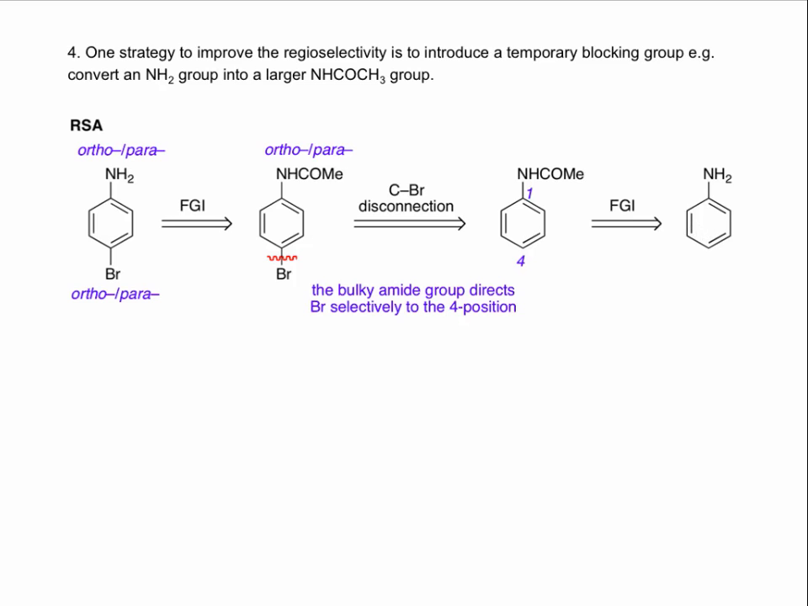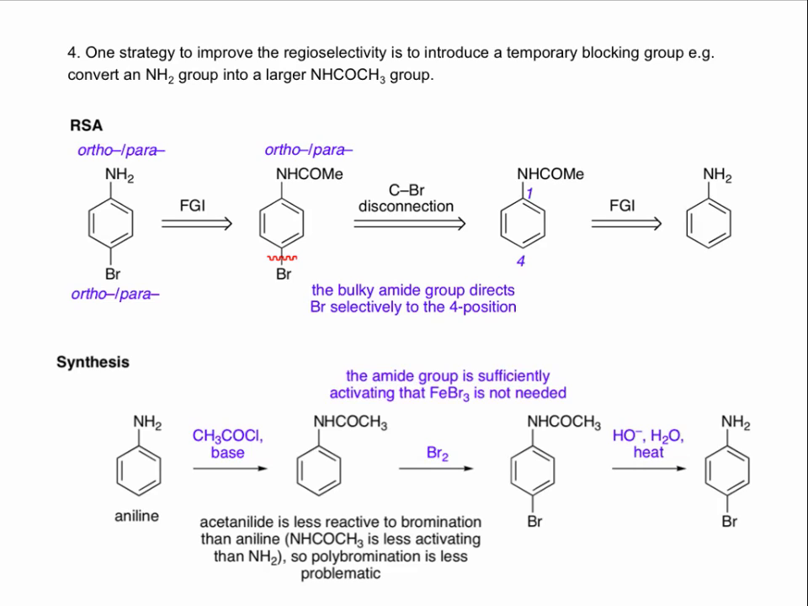So in the forward reaction we can take aniline, we can acylate it with ethanoyl chloride to make the amide group. We can then brominate it. We don't need to use FeBr3 in this particular reaction because this amide group is sufficiently activating, it will react with bromine itself. You make the 4-bromo derivative, and then we can convert the amide group back to the NH2 group.